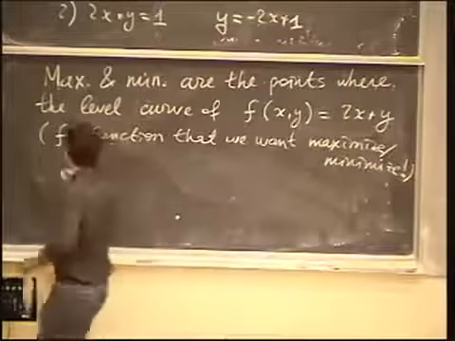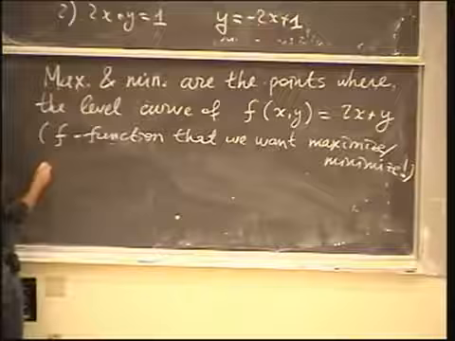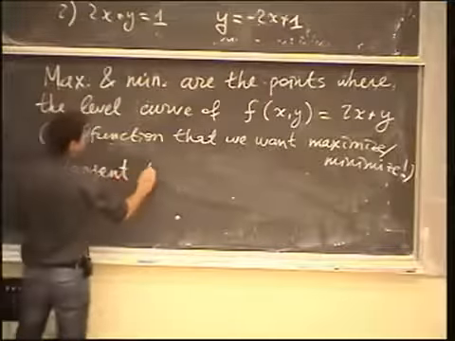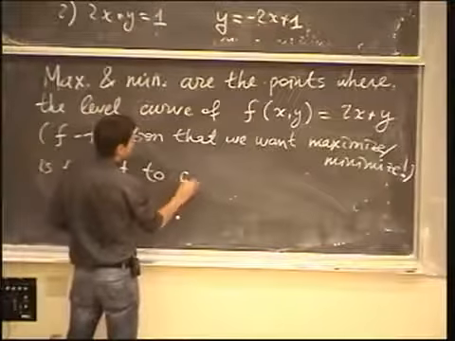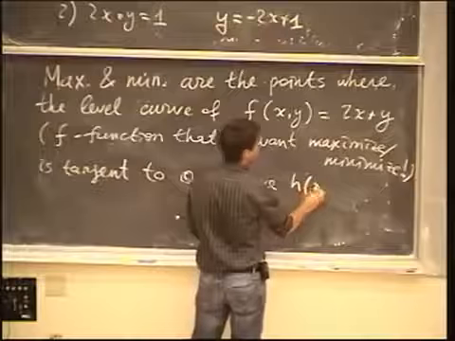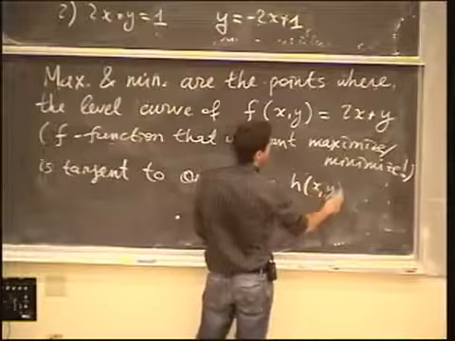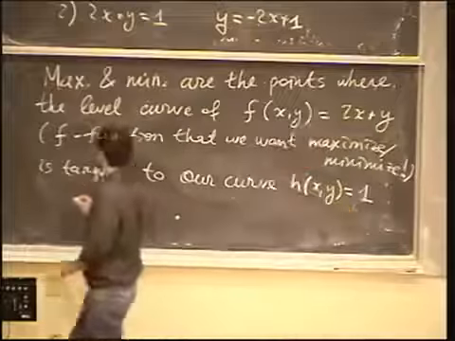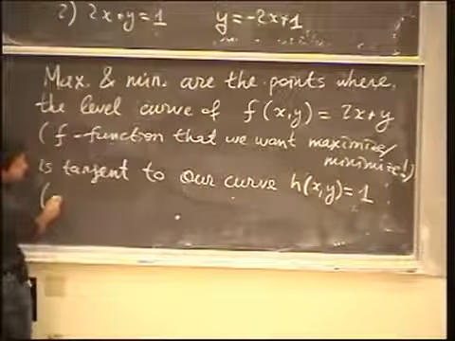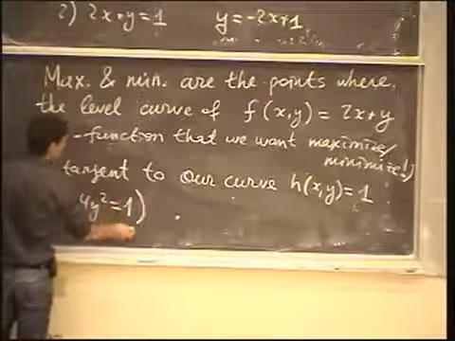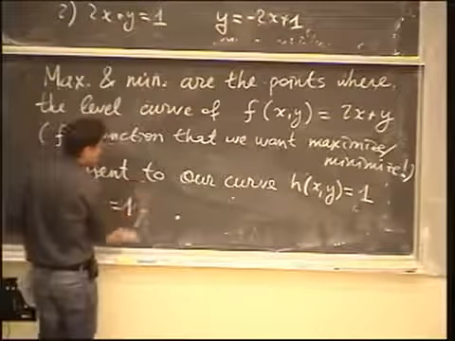is tangent to our curve, which is this h of x, y equals 1. So it is x squared plus 4y squared equals 1. So that's the given curve.